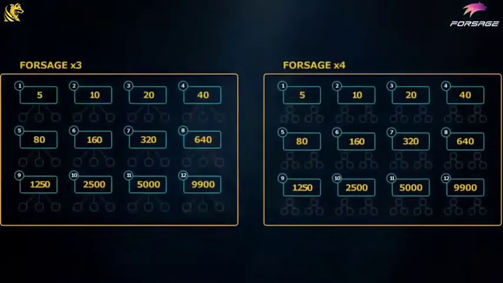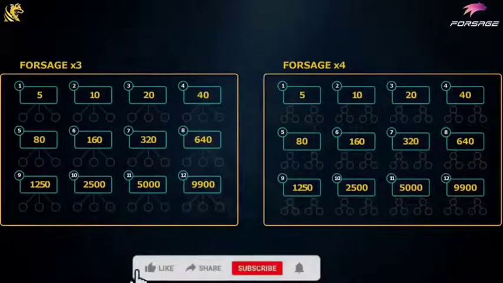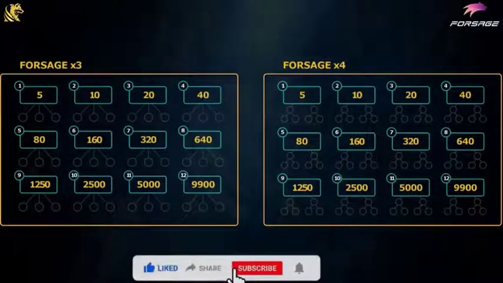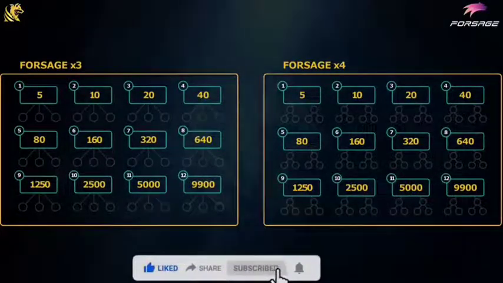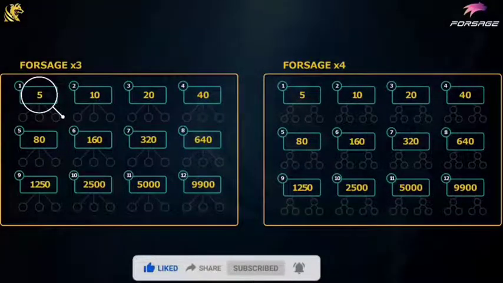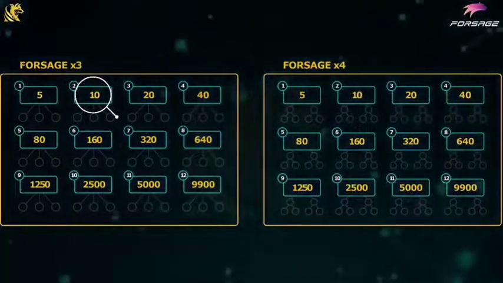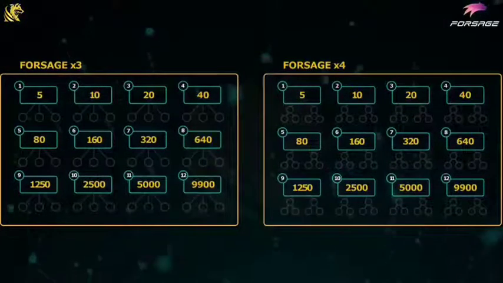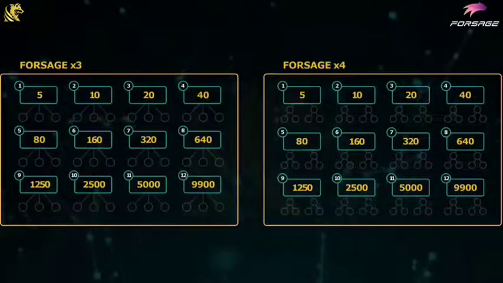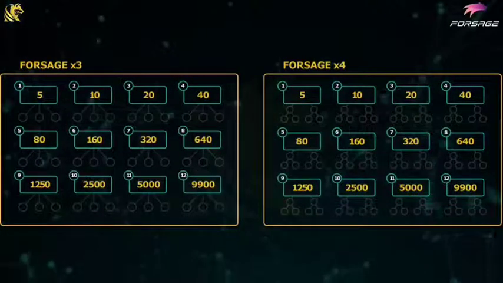Both X3 and X4 matrix have 12 slots, all similar and working in the same way. Each subsequent slot is 2 times more expensive than the previous one. Both income and profits from them are twice as high. The first slot in X3 and X4 will be 5 BUSD, and the second is 10. Likewise, it keeps on increasing twice as high. The last one is 9900 BUSD. It is the same in both X3 and X4.